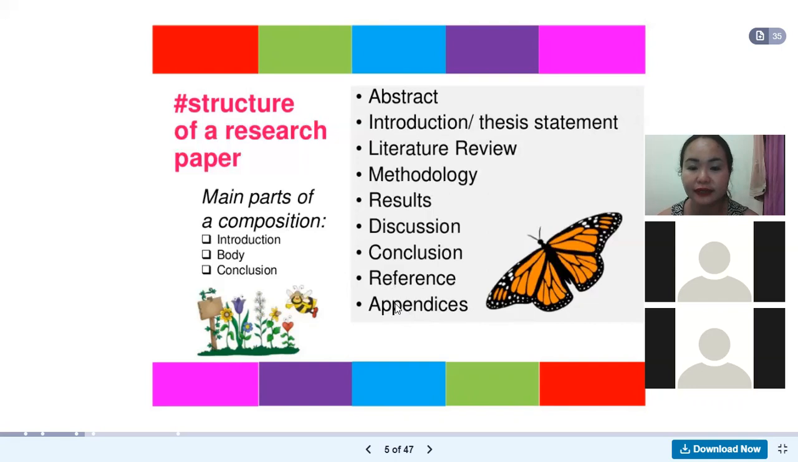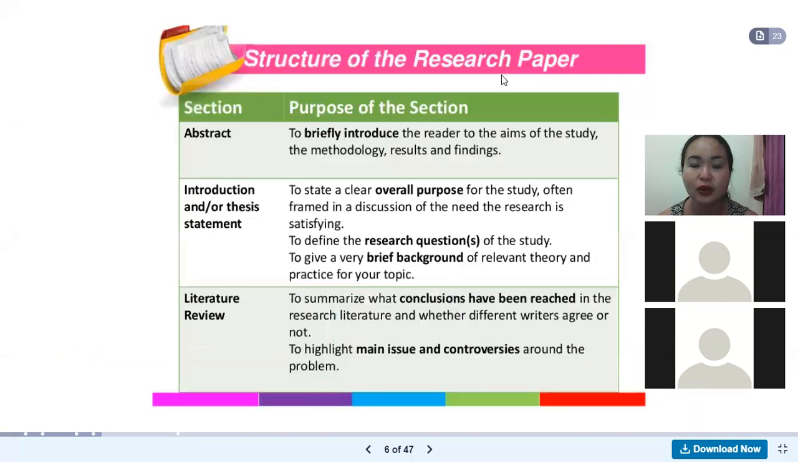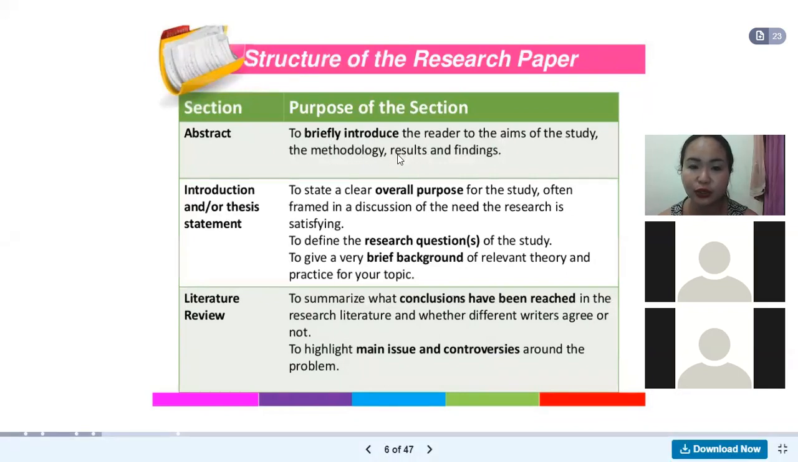Yes, as I have said, there are also some appendices. What should be placed in the appendices? These are the structure of the research paper. The abstract is not for a research proposal, but for a research report. This is the summary of your whole research report. It briefly introduces the reader to the aims of the study, the methods, results, and findings. It should have objectives, a little of the methods, and results, but no conclusion.